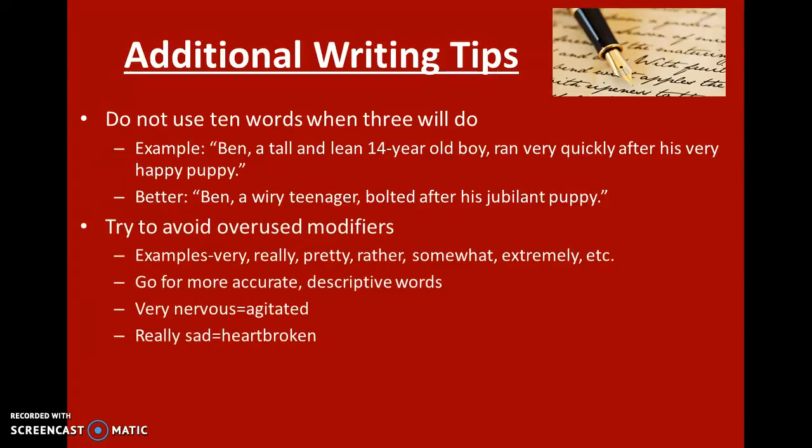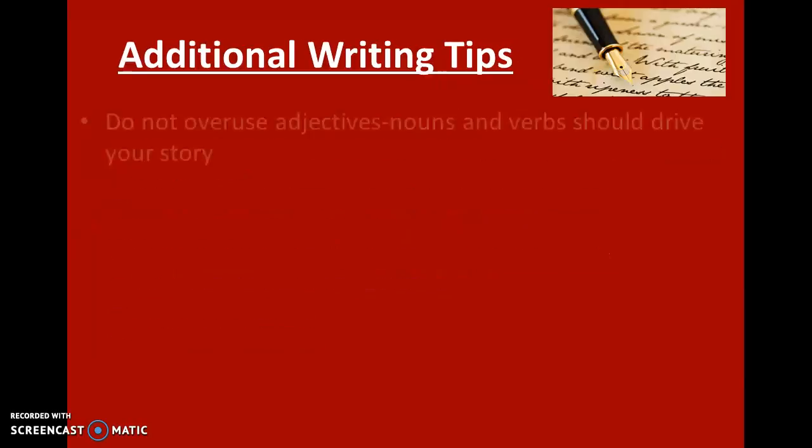So this means trying to avoid overusing modifiers. Now, modifiers are words like very, really, pretty, rather, etc., that you use to say, oh, he ran very fast, he was very happy. Try instead to use more accurate and descriptive words. So instead of saying very nervous, say someone is agitated. Instead of saying he was really sad, say that he was heartbroken. These words are much more powerful, and they give your reader a much better sense of just how emotional your character is in that moment.